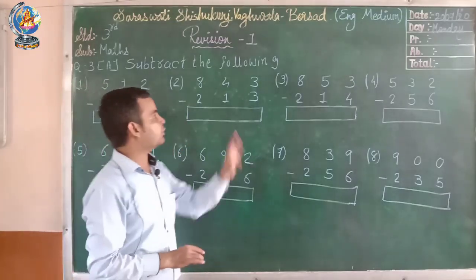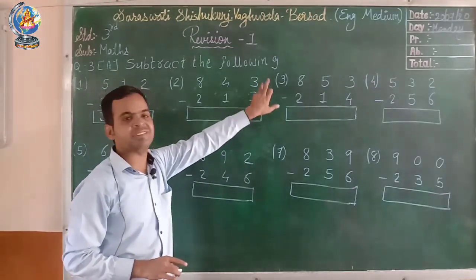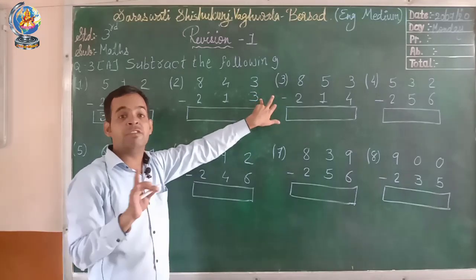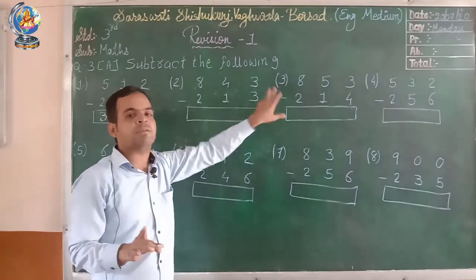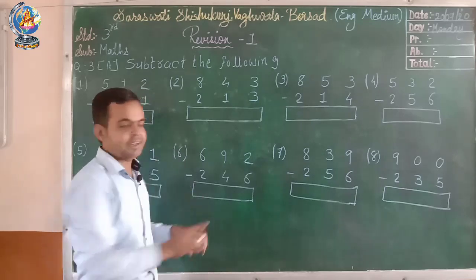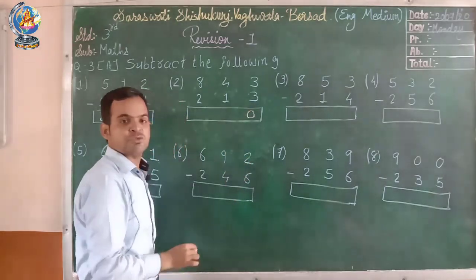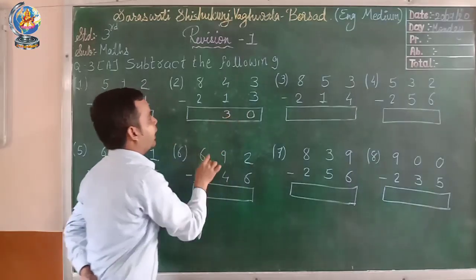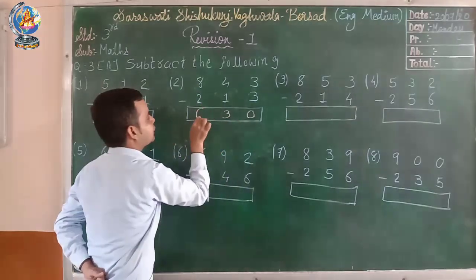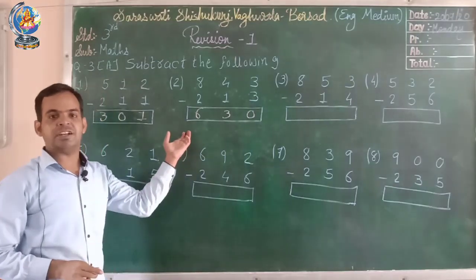Now here, if you observe, both numbers are the same. Whenever both numbers are the same, our answer is 0, right? So 3 minus 3 is 0, 4 minus 1 is 3, and 8 minus 2 is 6. Understood about the second sum?